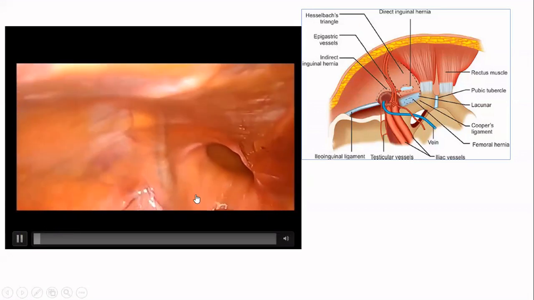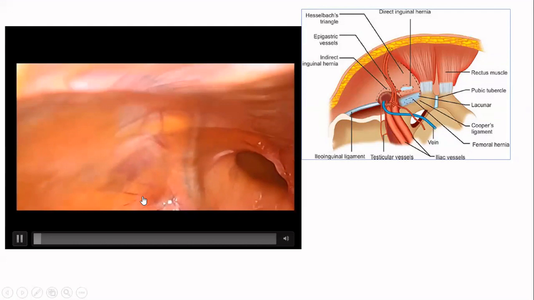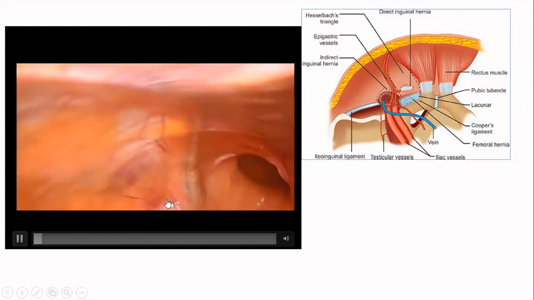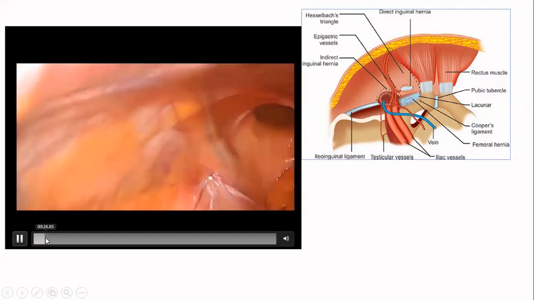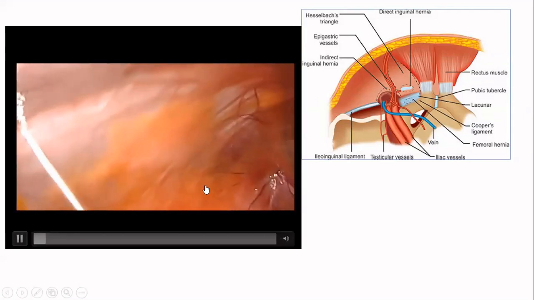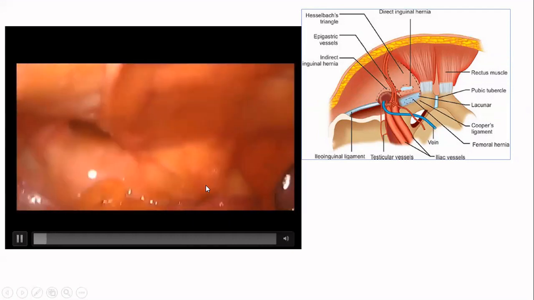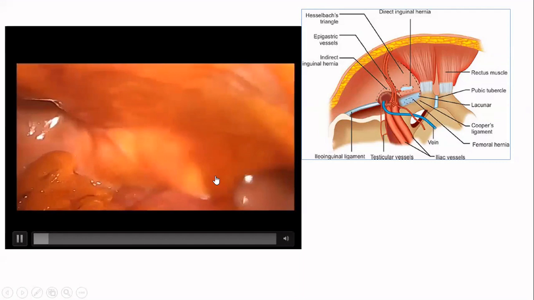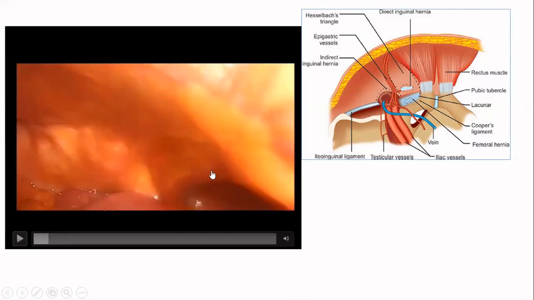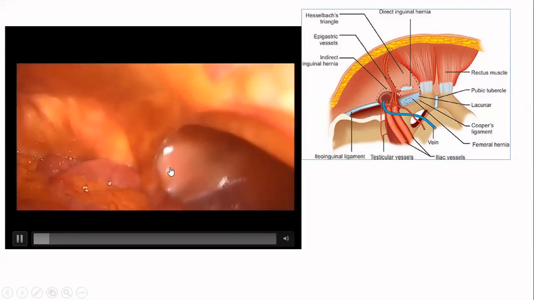Actually, treatment is not different whether it's medial or lateral to the epigastric vessels. It takes a large mesh covering everything. So actually you can explain the hernia by looking from inside rather than looking from outside. Inside, it's very obvious and very easy also. Even a subtle hernia can be recognized from inside.